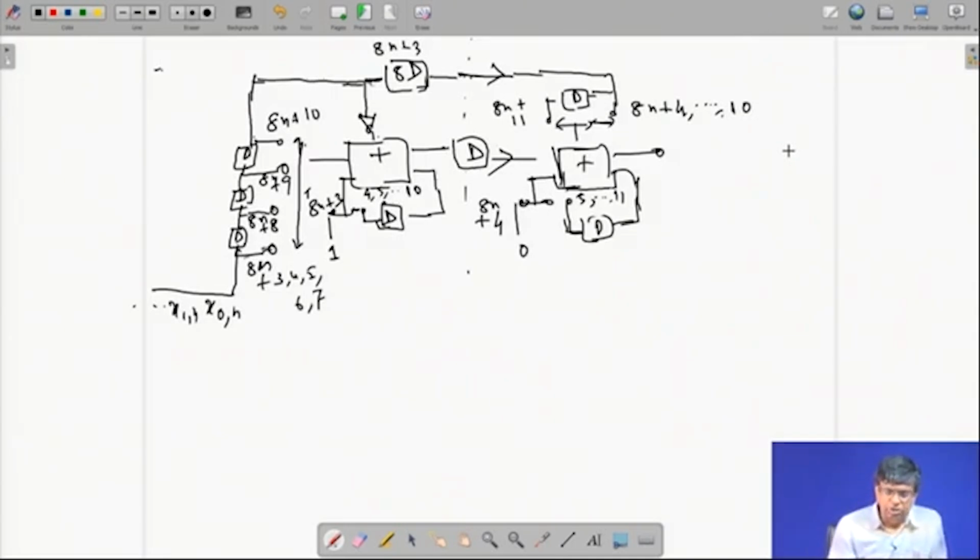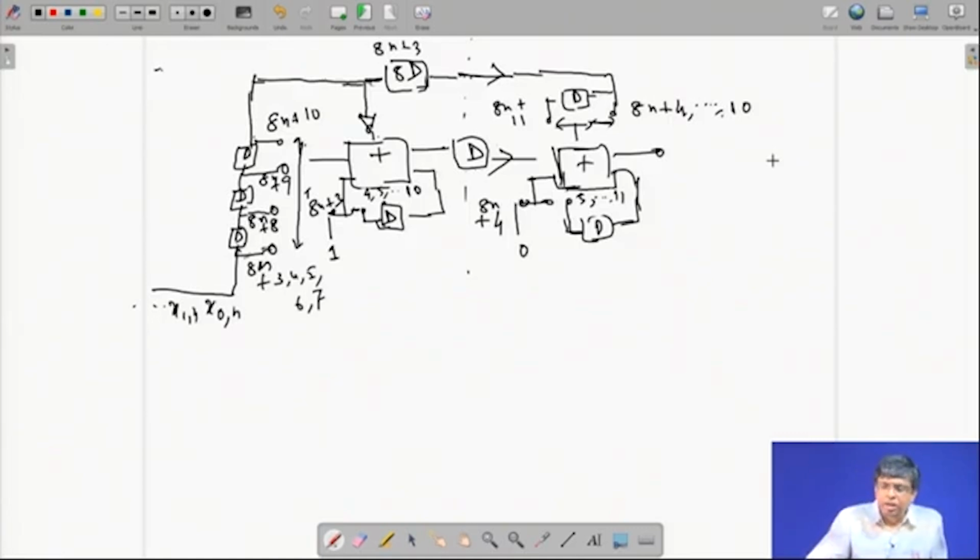So this x0n comes here at 8n plus 0, then x1n comes at 8n plus 1 and so on. But I start getting output at 8n plus 4. It was 8n plus 3 when I used the Cartesian timing. Now it is 8n plus 4. Okay. This is a bit serial realization. This is for the FIR filter.